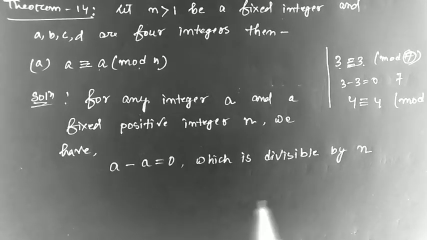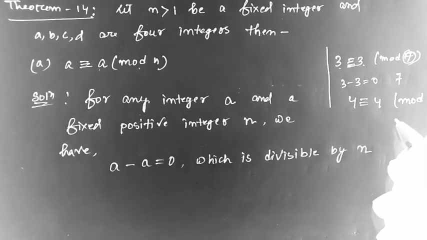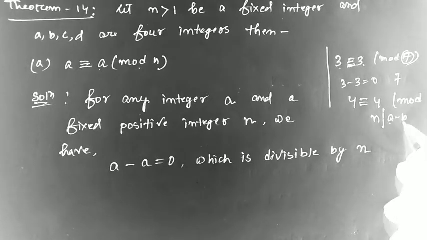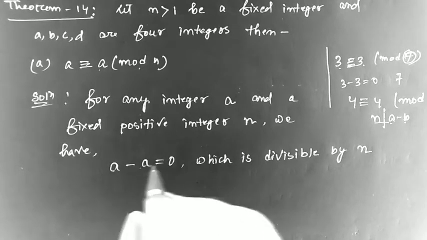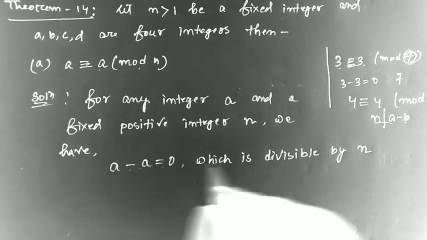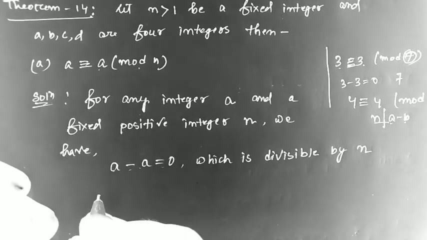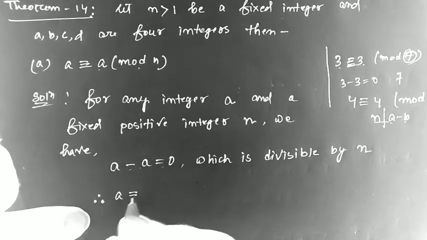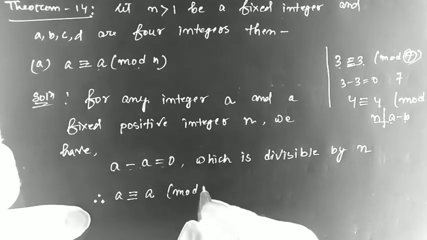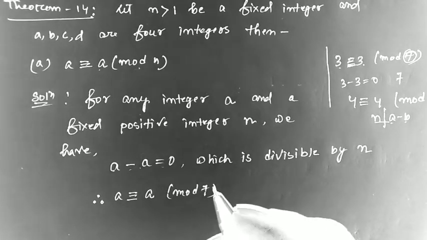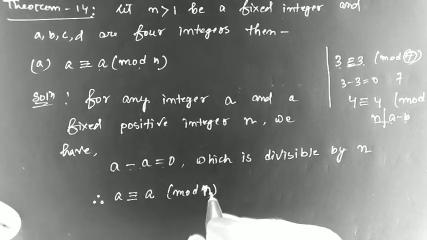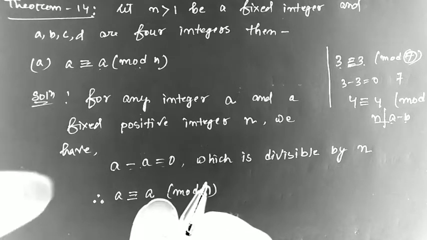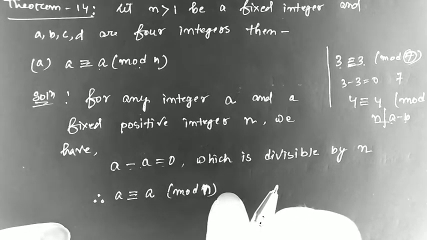0 is divisible by n, and we know that if a minus b is divisible by n, then we can say that a is congruent to b with modulo n. Now here a minus a is divisible by n, so we can write a itself is congruent to a with mod n. In short form we write mod n. So every integer is itself congruent with any fixed integer, no?